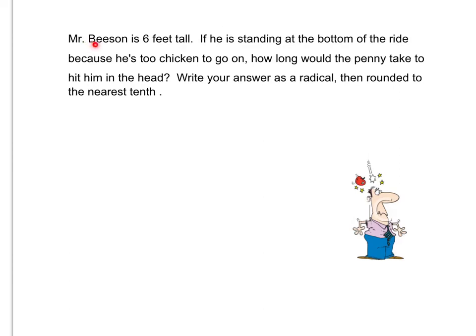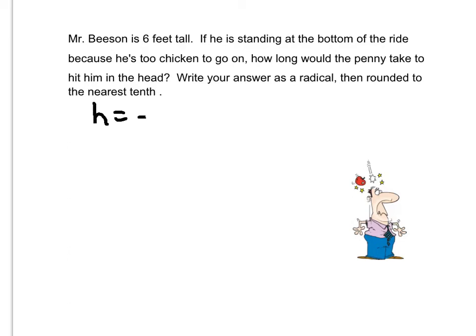Okay, problem 2 says Mr. Beeson is 6 feet tall. If he is standing at the bottom of the ride because he's too chicken to go on, how long would that same penny take to hit him in the head? It says write your answer as a radical and then round to the nearest tenth. So now I want to figure out how long it's going to take to hit Mr. Beeson in the head instead of hitting the ground.